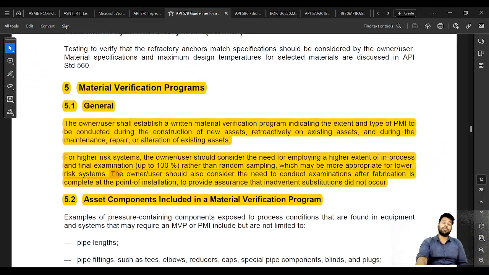So that's it for this video. In this video we have seen what a material verification program is, and the introductory part of API 578. We have also gone up to section 4, which is just general information. In the next video we'll be talking about section 5, which covers what a material verification program is and what some of the requirements are. We'll go ahead with section 5 of API 578 in the next video. Thank you.